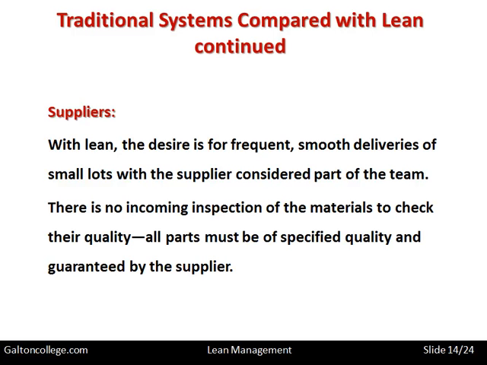There is no incoming inspection of the materials to check their quality. All parts must be of specified quality and guaranteed by the supplier. There's no waste in checking the receipts of the goods. When they arrive, they go straight into production. If the goods are not of good quality, that supplier will be in trouble. The supplier is contracted to deliver goods of a specified quality. If the supplier does not do that, that's in violation of the contract. So there is, in a sense, trust. Well, it's trust backed up by commercial power.